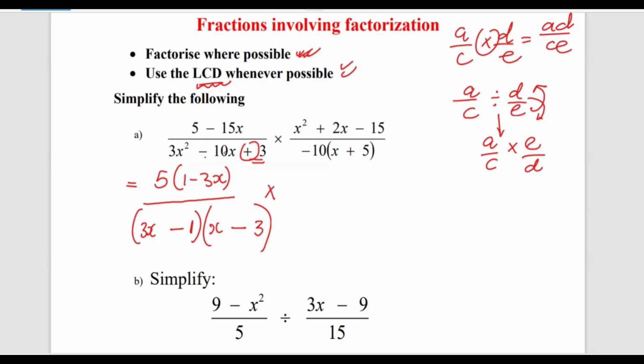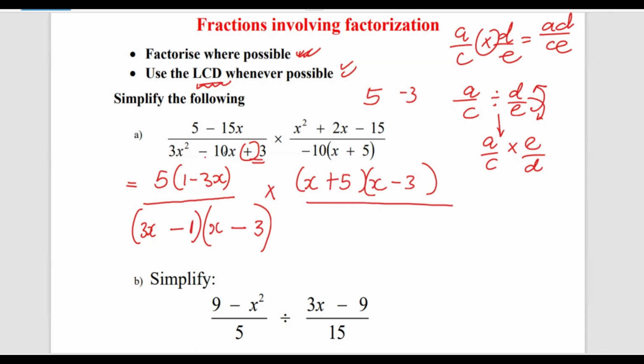This is also a trinomial on top. So my two brackets, for me to get x squared, will be x and x, and then negative 15 and the two is going to be, I have a 5 and a 3. Let me use 5 and negative 3. So that's a plus 5 minus 3. Then this is over.